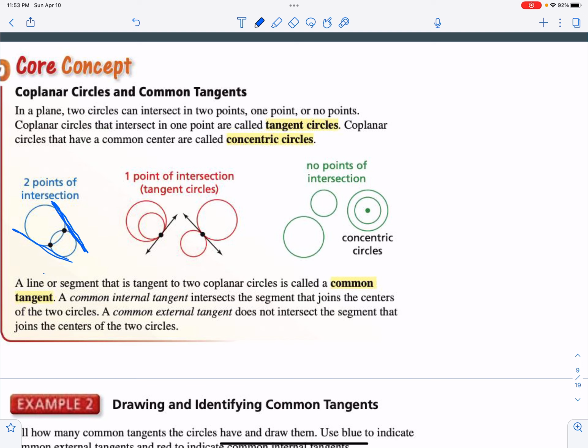Now, the concentric circles, we're going to have no common tangents, but the ones that are non-concentric and non-intersecting, we actually have 4 tangents. We have one that goes through on either side, and then we have, again, the tangents that go on the outsides. So we have those ones that are diagonal, and we have the ones that go on the outside, just like when there's 2 points of intersection.